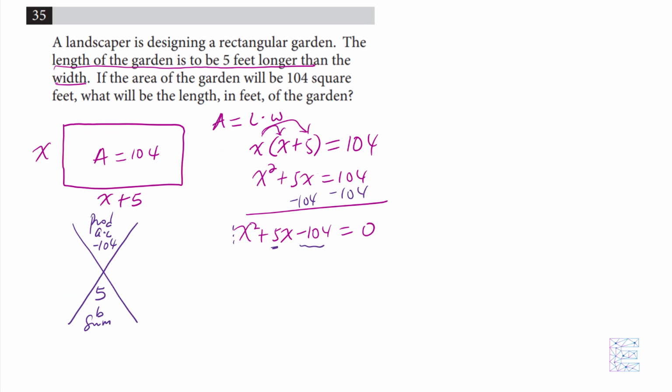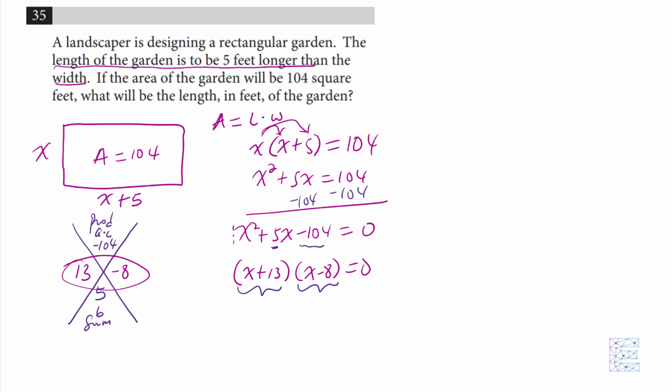If you just use your calculator, since this is the calculator section, you would find that those numbers are 13 and negative 8. Now that we have those two numbers, we know that this factors to x plus 13 and x minus 8 equals 0. So solving for these, you set each of these factors equal to 0.